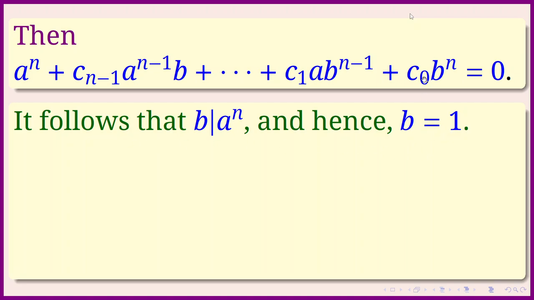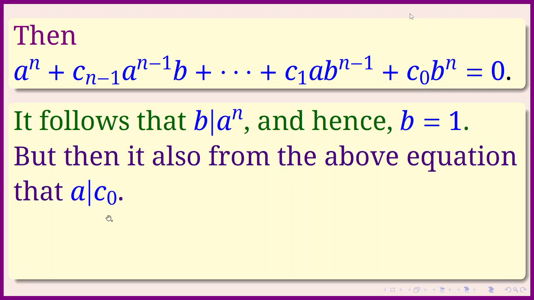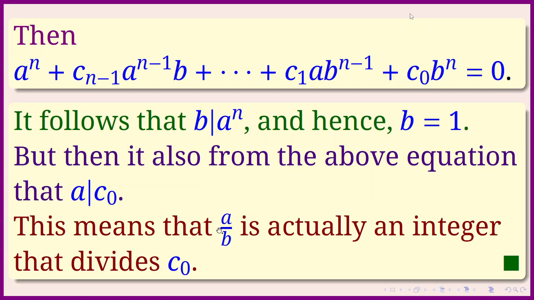And once b is equal to 1, then you see this equation once again, all these terms are divisible by a. So the last term becomes just c0, so that also will be divisible by a. But then it also follows from the equation that a divides c0. This means that a by b is actually an integer because b is 1 and a divides c0. So that integer actually divides the constant term c0. So that is the proof of RRT.